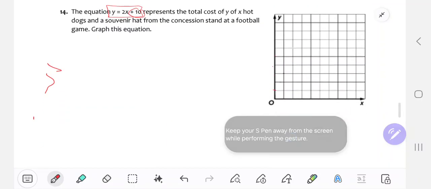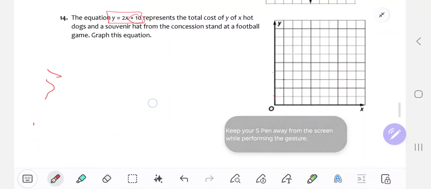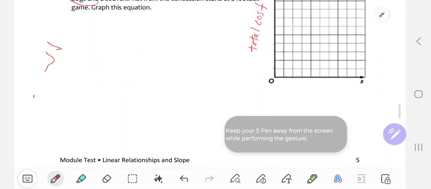I don't know why this isn't going away, but hopefully it goes away. Okay, so 10. Let's just real quick interpret all this so we know what we're graphing here. Okay, remember it says the cost of a shirt is y. So this is going to be total cost. All right, and then x is hot dogs. Okay, so this is going to be number of hot dogs.